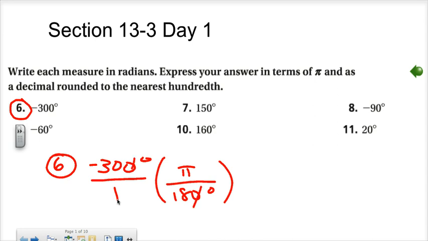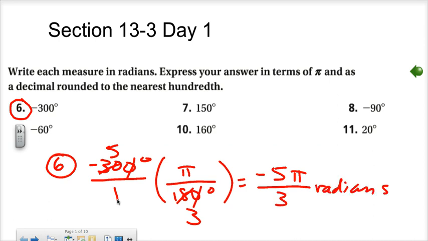Pretty obviously, we can divide both of those by 10 to start with. And then you think about the biggest number that would go into both 18 and 30, and that's going to be 6. So we would have a 3 down here on the bottom and a 5 up on the top. So everything that's left here is a negative 5 pi over 3, and that is in radians.